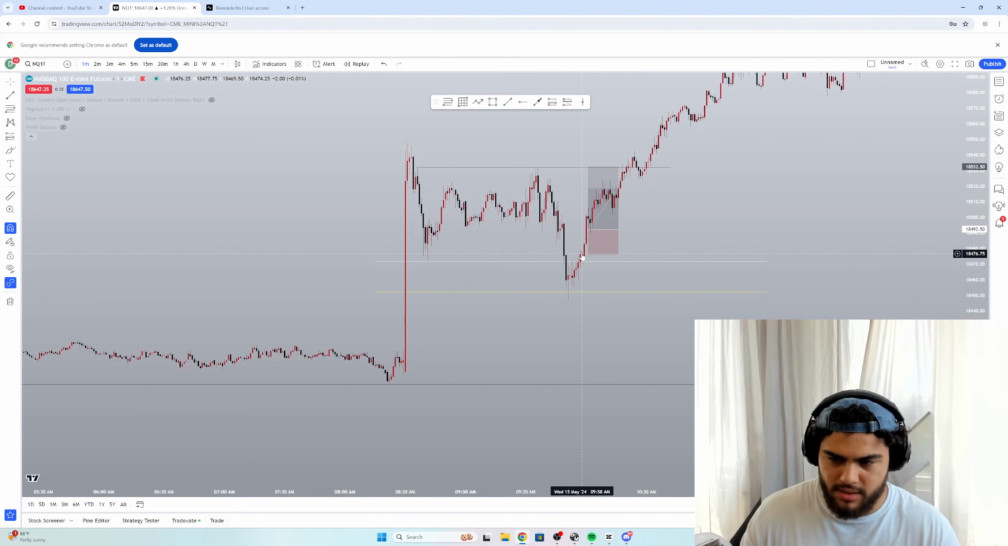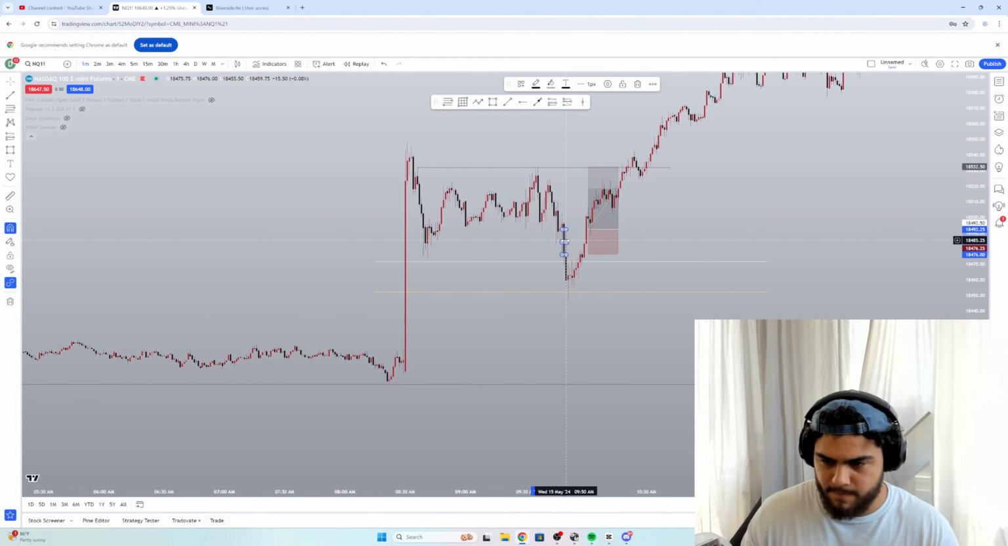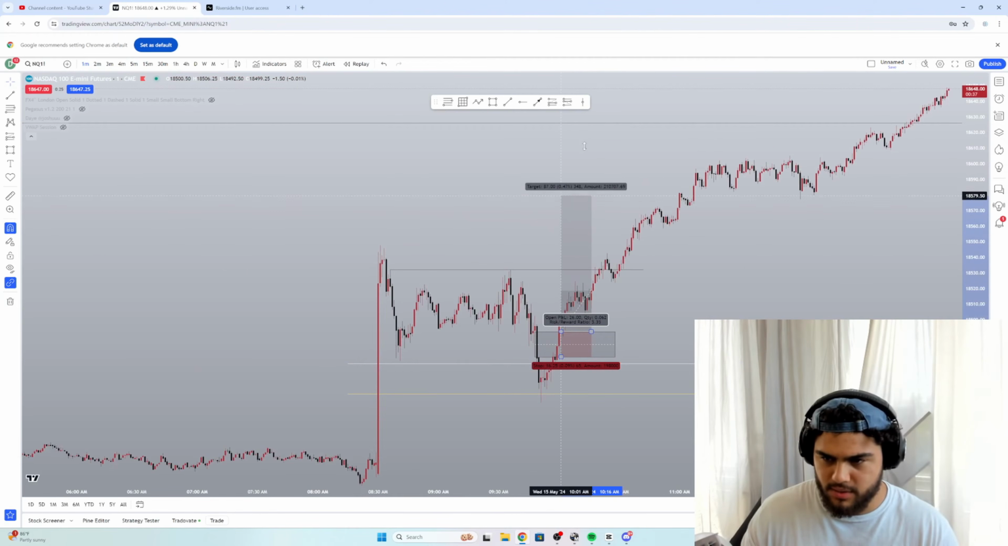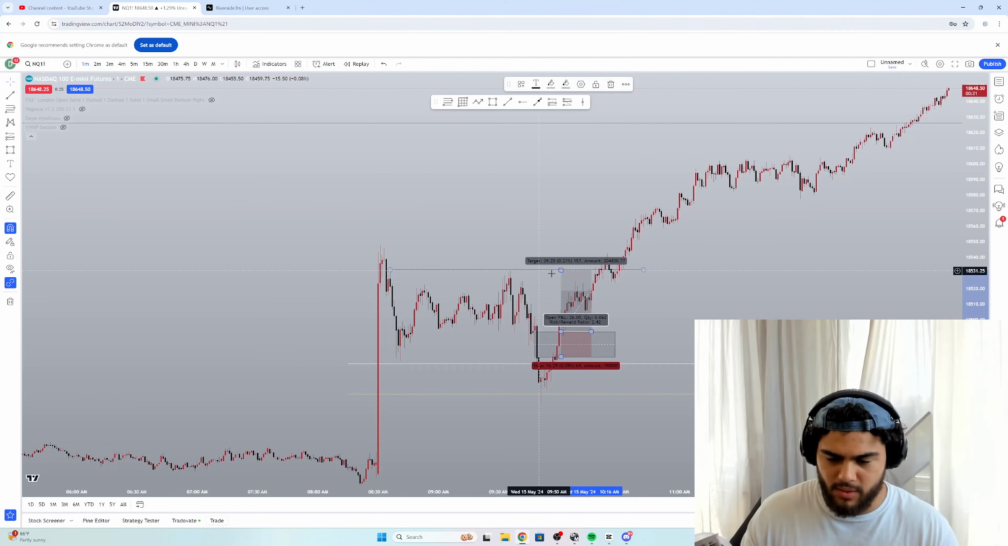So we came off OTE, displaced, and validated this fair value gap, turned it into an inverse fair value gap. That's where I got long, off the inverse, below the inverse and below this gap. Targeted these equal highs, and if I really wanted to be a nutcase, I could have held for this. But I don't like holding that long. So I took this trade right here.